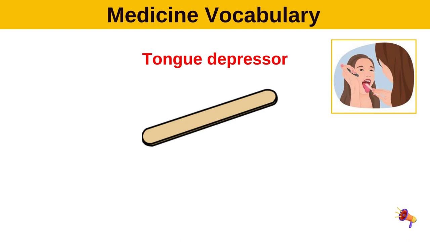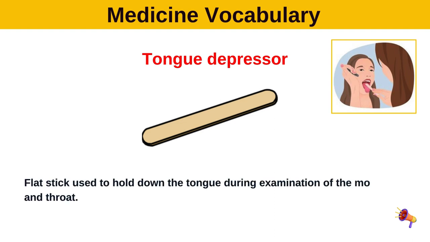Tongue depressor. Tongue depressor is a flat stick used to hold down the tongue during examination of the mouth and throat.